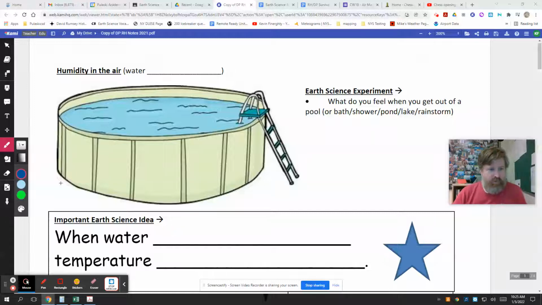All right, everybody, welcome to Earth Science. Today we're going to talk about humidity in the air. I'm holding some water in between my hands right now, but it's not a liquid, it's water vapor.